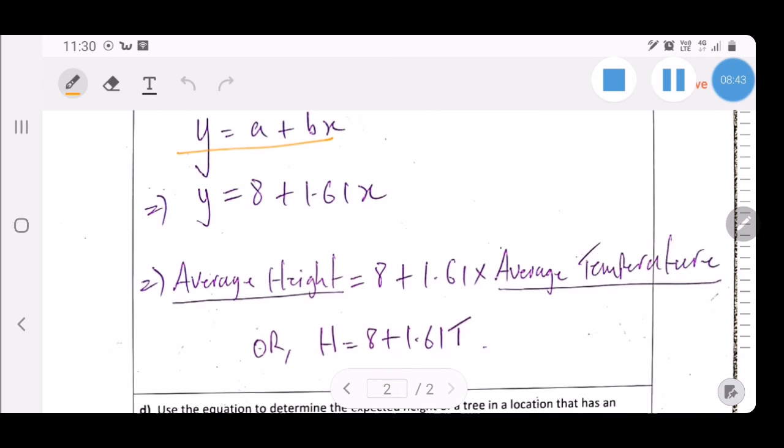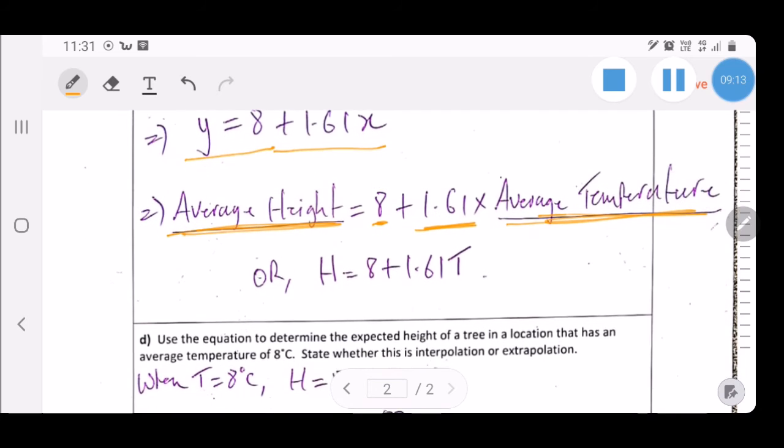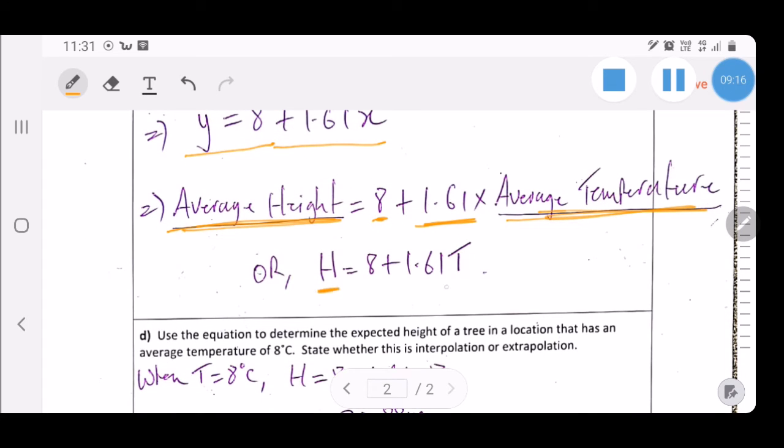So y equals a plus bx becomes y equals 8 plus 1.61x. And I've been saying things in terms of x's and y's, but if we look back at the question, we're not dealing with x's and y's, we're dealing with average height and average temperature. So the equation is in fact the average height equals 8 plus 1.6 times whatever the average temperature is. Or if we use the actual variables that are supplied, h for height and t for average temperature, we get h equals 8 plus 1.61 t. And now we have a nice little equation that we can use to make predictions.